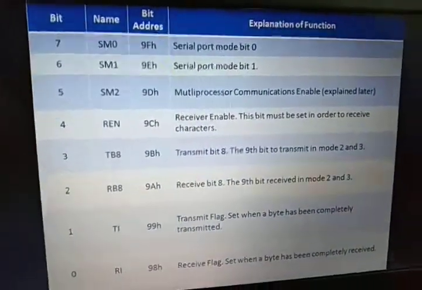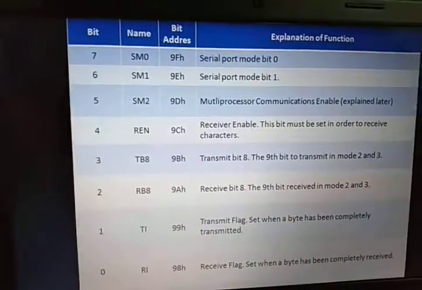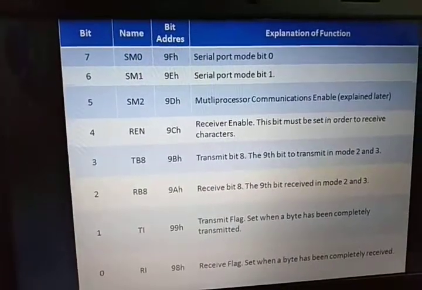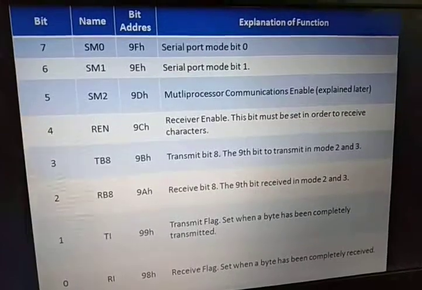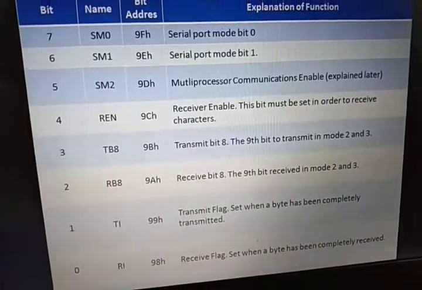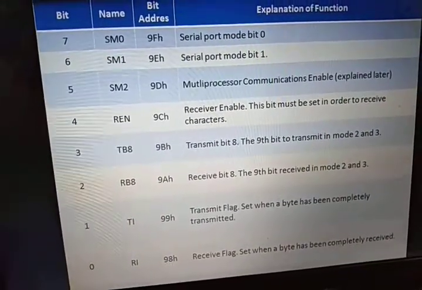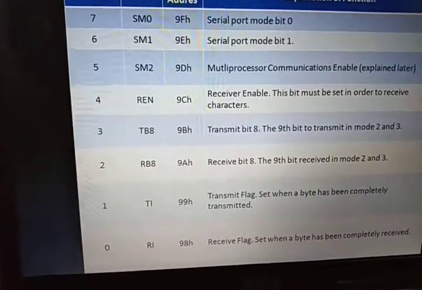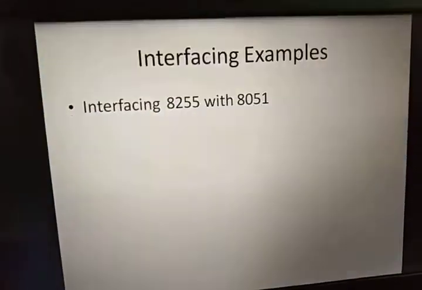The bits of the serial control register are defined like this. The first bit SM0, the most significant bit, is for serial port mode bit 0, and SM1 is for serial port mode bit 1. SM2 is used for multiprocessor communication, enabled or disabled, and the next one is receive enable. Then TB8 and RB8 are for transmit bit 8 and receive bit 8, and TI is for transmit flag, and RI is for receive flag.